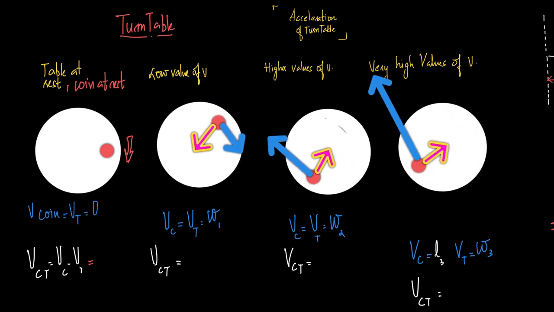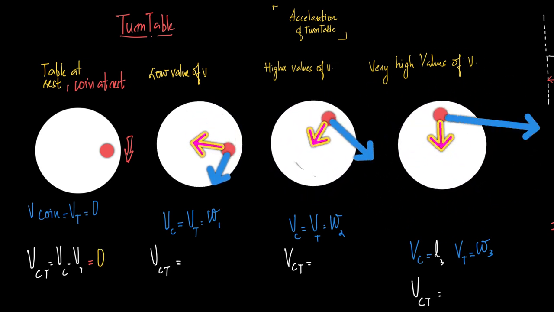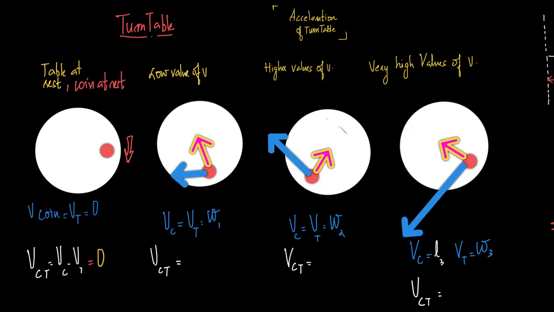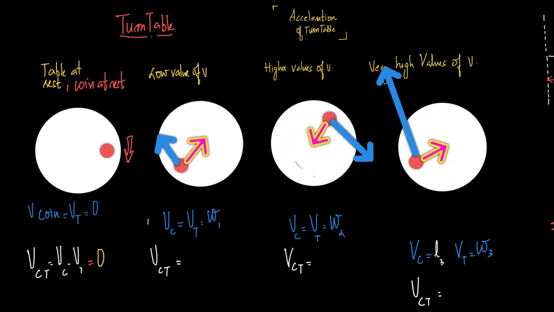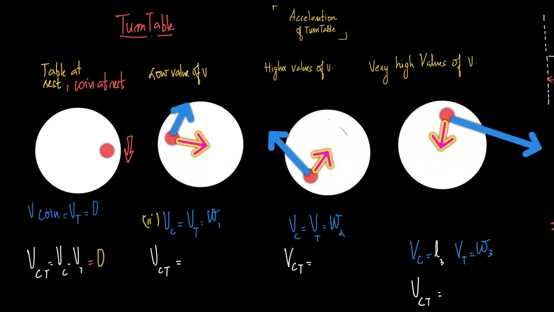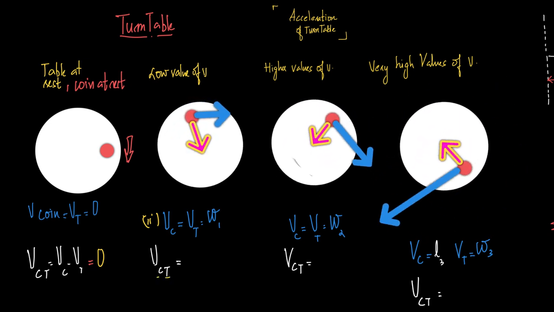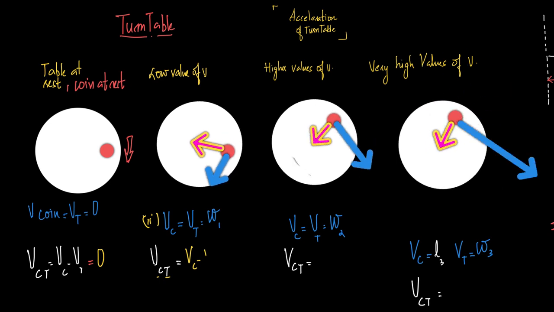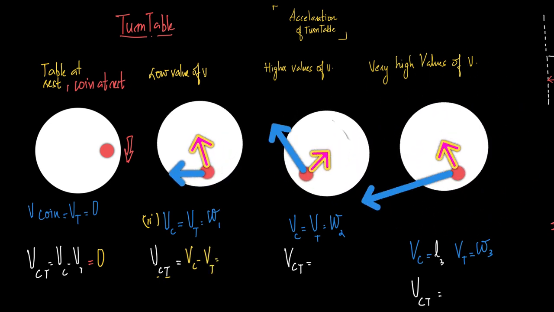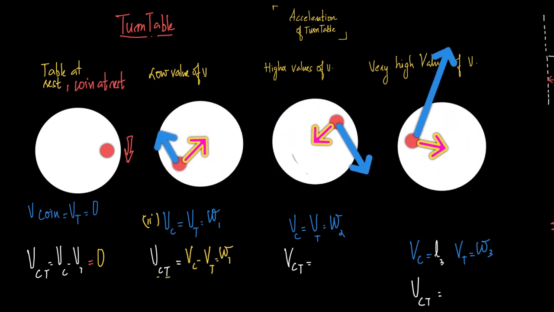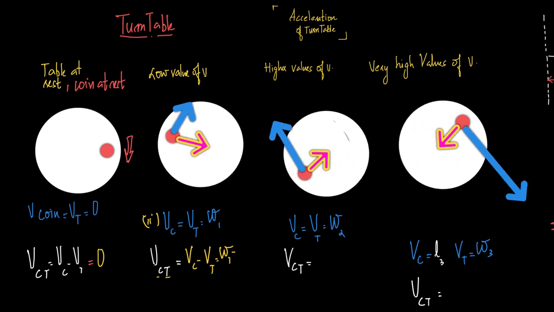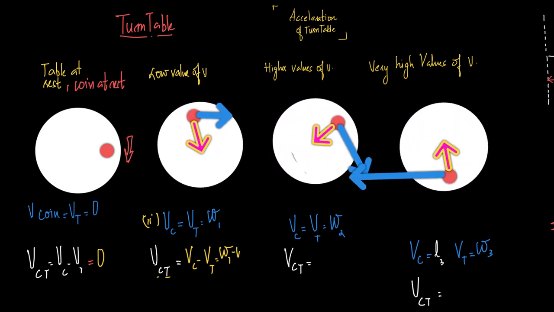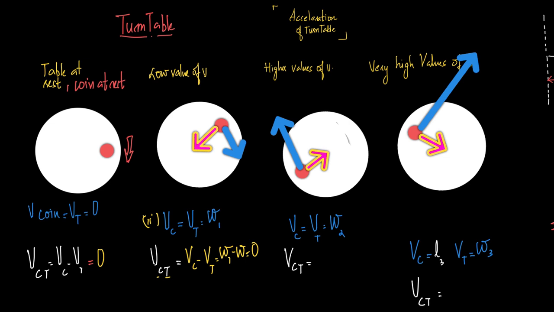Okay, which is actually equal to 0 minus 0, that is 0, right? Now in the second case, what is the velocity of the coin with respect to the table? It is velocity of coin minus velocity of table, and since both of them have the same velocity, it will be omega 1, not the angular velocity, I'm just giving some random value here. So omega 1 minus omega 1, which is equal to 0.